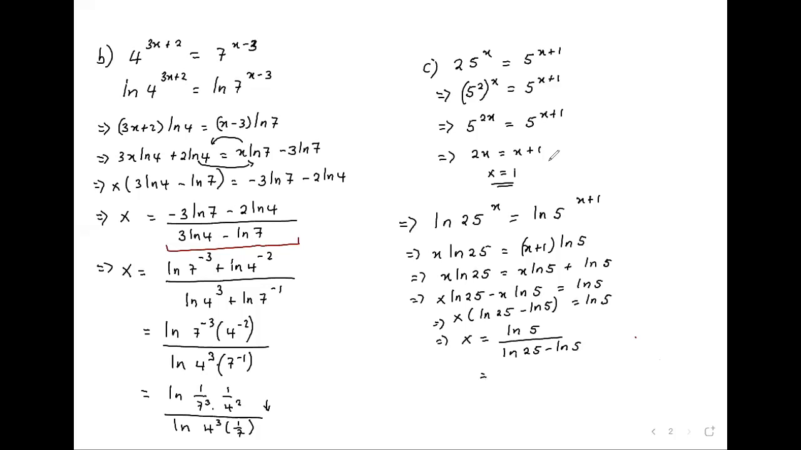But from which property? From this one here. You can see that this is just ln 5 on top, and ln 25 minus ln 5 is ln 5, which is 1.